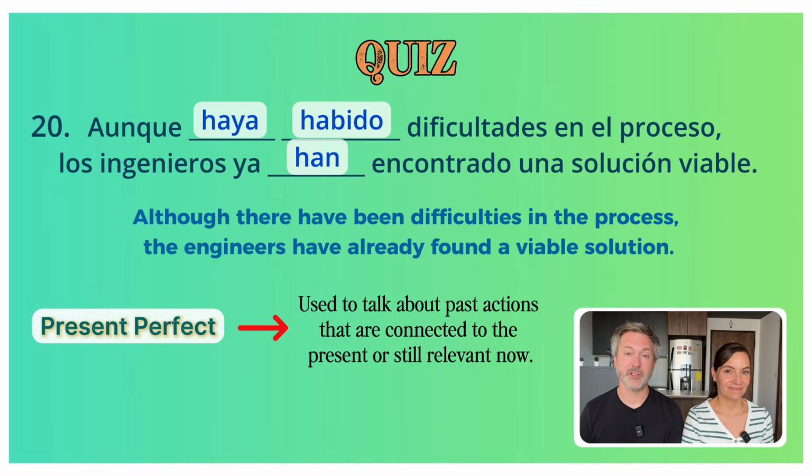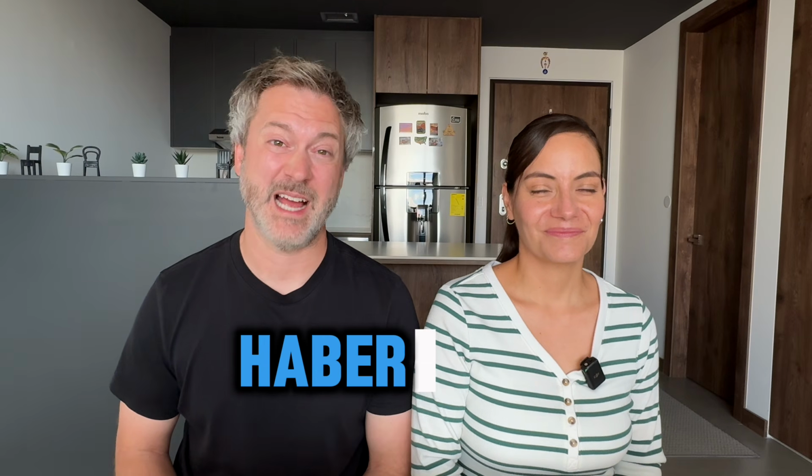And in the second part, we're using the present perfect tense to show that something has been completed. So that's the tricky part of this one: we're kind of saying even though there were difficulties in the process, it doesn't really matter. They've already found a solution. So tough one. So, how did you do? Let us know in the comments. And if you thought that this little quiz was really hard, that's because it is, which is why it's so good to practice haber in all of these different forms mixed together from time to time.